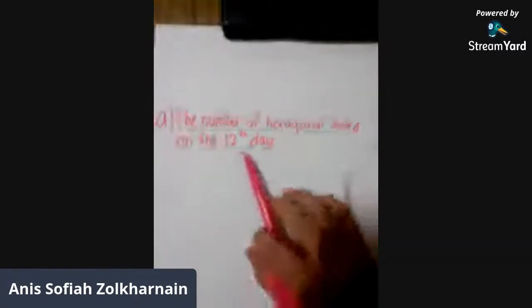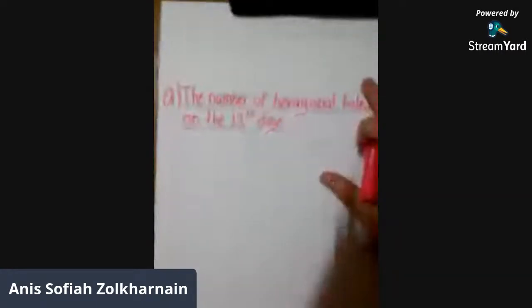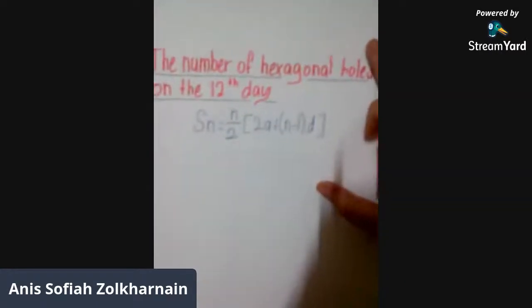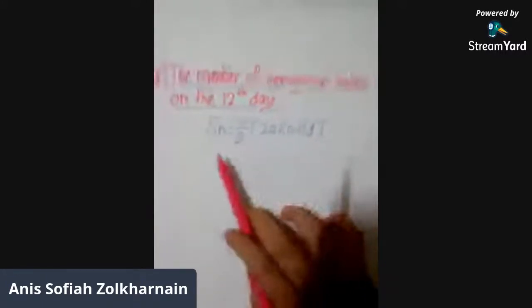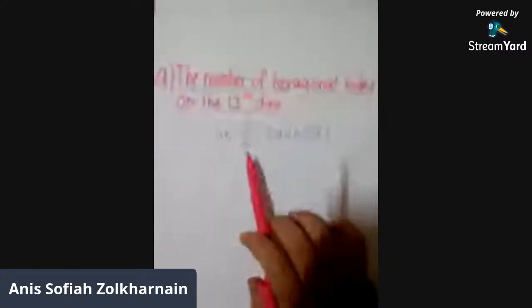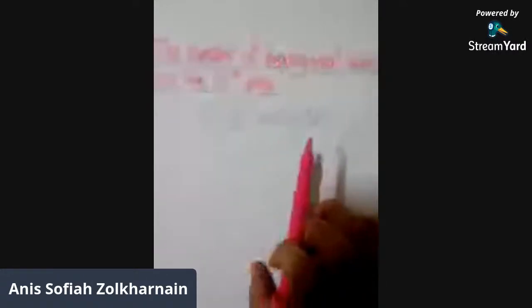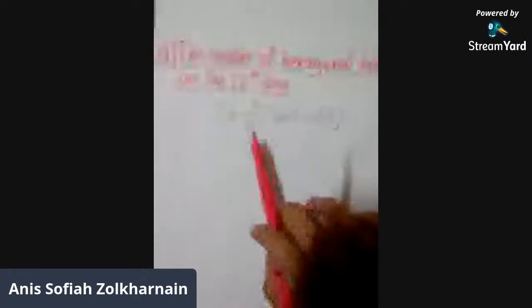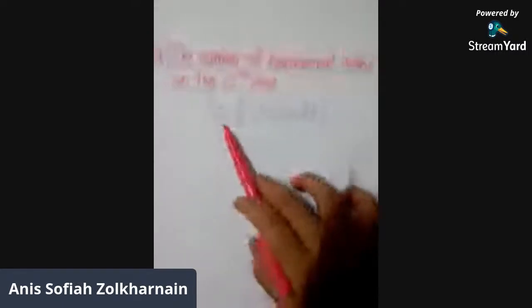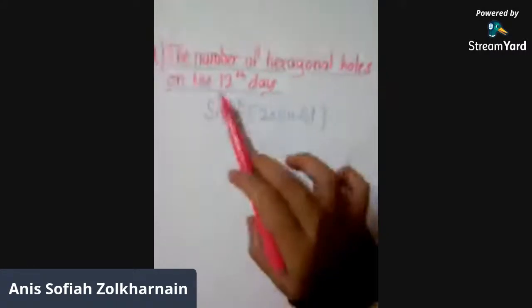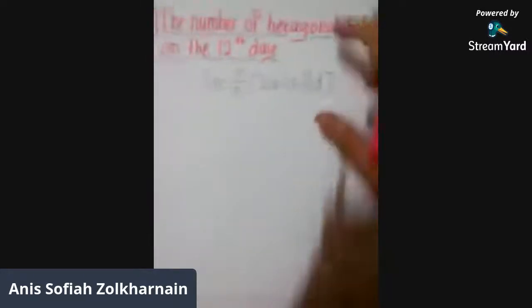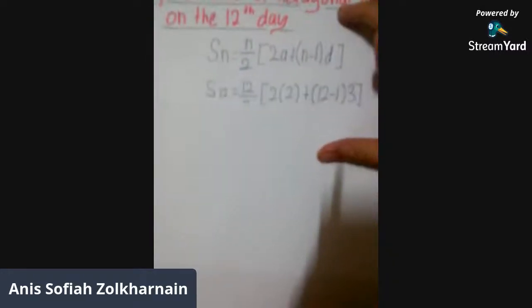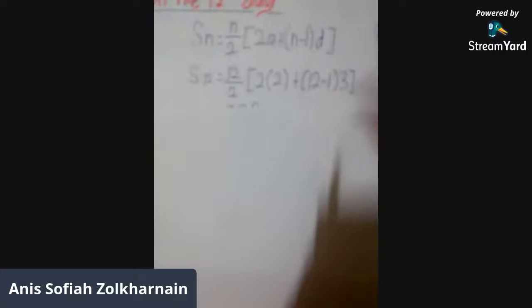The number of hexagonal holes on the 12th day. So as usual, we are going to use the formula that Christina has explained, S_n equals n over 2 in brackets 2a plus (n minus 1)d. We have the value of n, which is 12, and we also have the values of a and d. So we just substitute those values into the formula, and we'll end up with this.